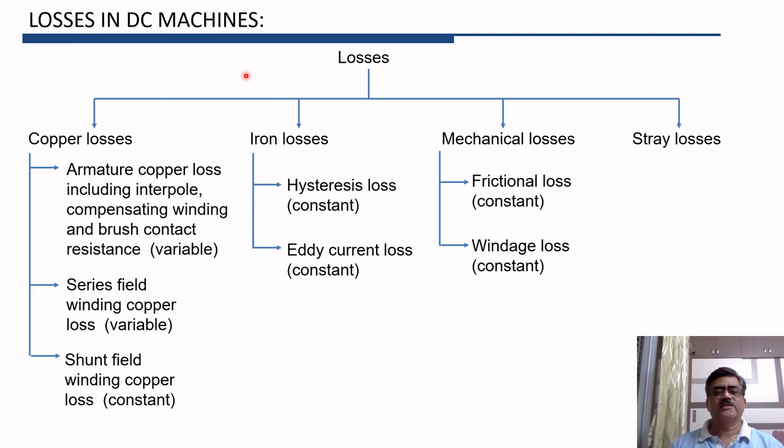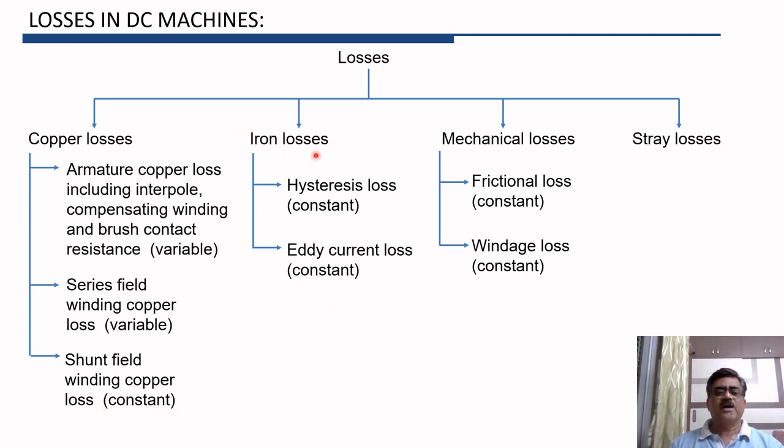Now before stopping, let us summarize what we have studied. So we have seen that there are four types of losses: copper losses, iron losses, mechanical losses and stray losses. So copper losses are taking place in the winding, that is armature winding and field winding. So it includes armature copper loss, interpole and compensating winding copper loss and brush contact resistance copper loss. So all these losses are variable. Then series field winding copper loss is also variable, and loss of power taking place in shunt field winding. And as shunt field winding current is almost constant, this loss is practically constant.